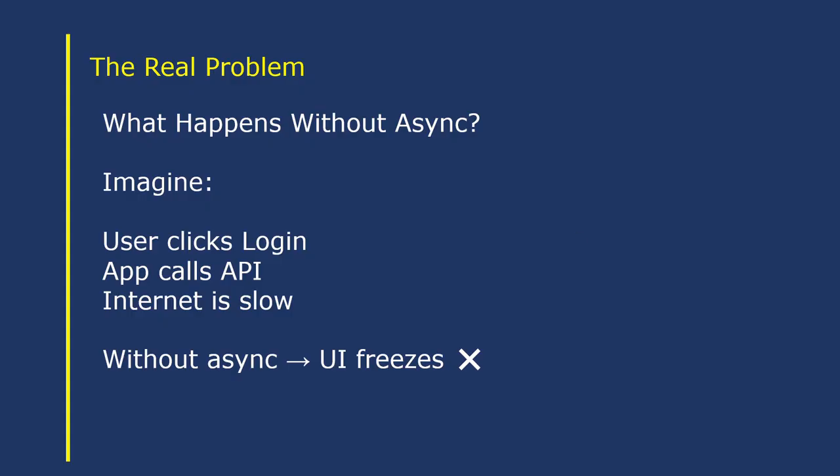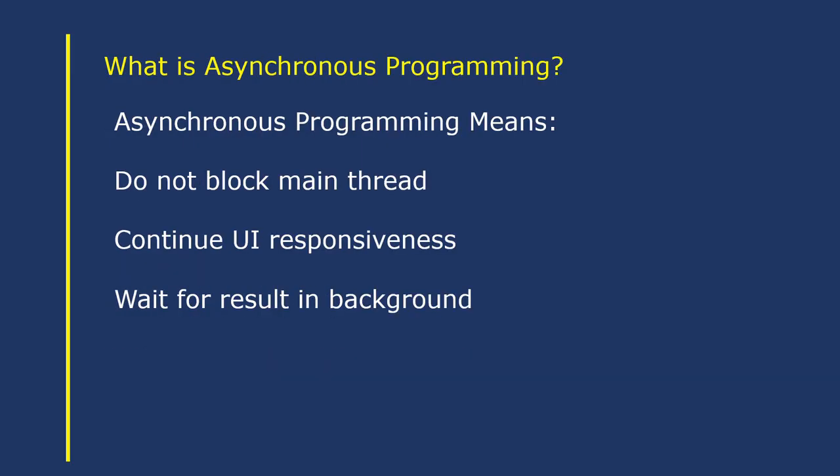Asynchronous programming allows long-running tasks such as API calls to run in the background while the UI remains responsive. In .NET MAUI, the user interface runs on a single main thread. If we block that thread, the application becomes unresponsive.